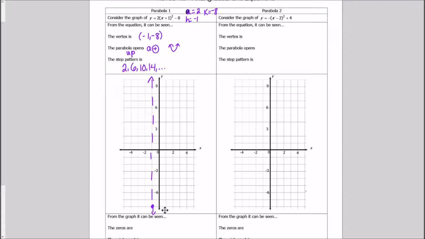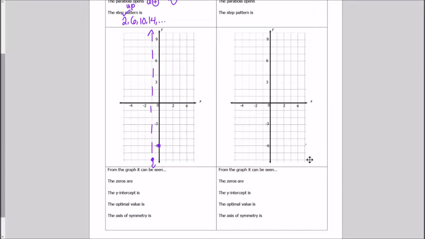Okay, now that we've done that, then let's go ahead and use the step pattern to figure out where my points are going to be. So the step pattern is 2. So I'm going to go to the right 1 and up 2. That's 1 point right here. Now I'm going to go to the right 1 and up 6. So to the right 1 and up 6, 1, 2, 3, 4, 5, 6. I've got my point here.